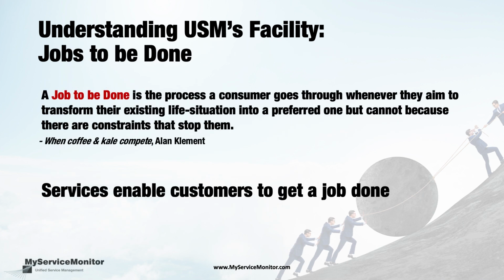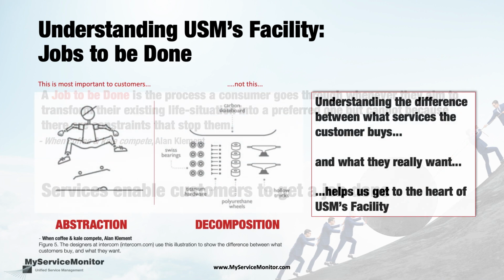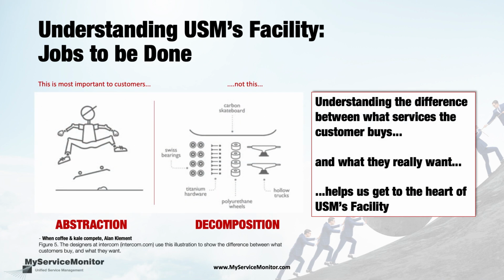Here's another technique that's interesting: jobs to be done. This technique looks at why the customer is going through a process. What are they trying to achieve? It gets to why customers buy. Remember, when customers talk about specific features, they're really thinking about what's most important to them. In this case, getting a good ride on a skateboard. So while they may talk about the wheels and the bearings, the reason they're talking about them is they want a great skateboard ride. So this is another way to get to the heart of a facility.